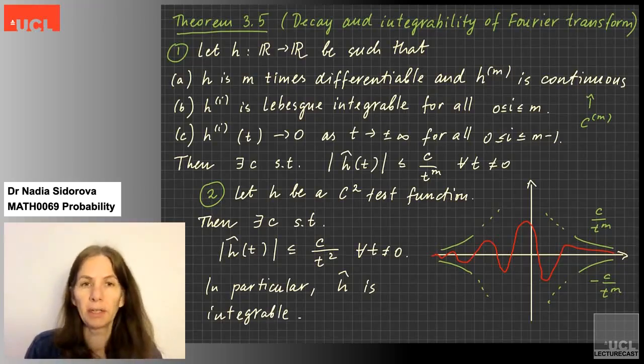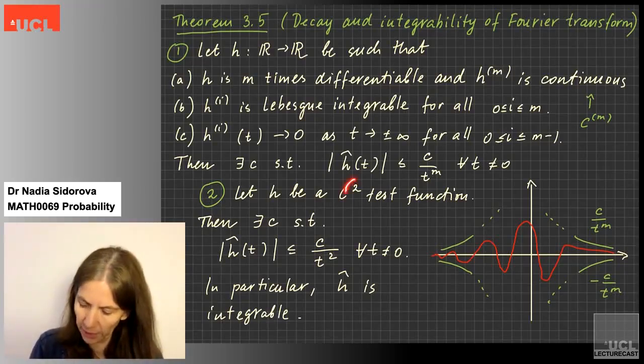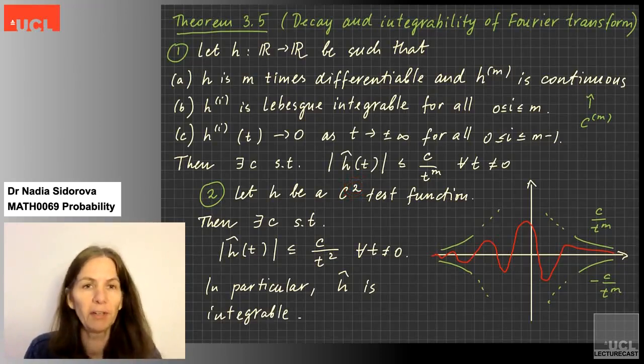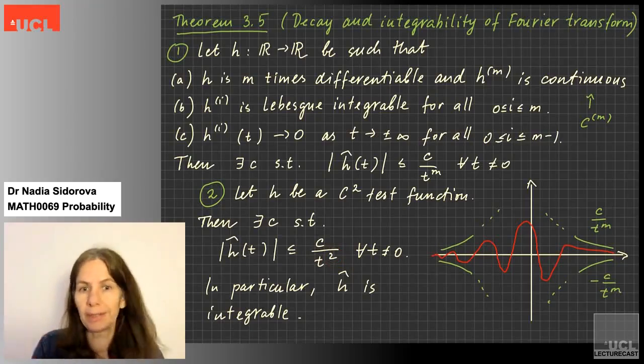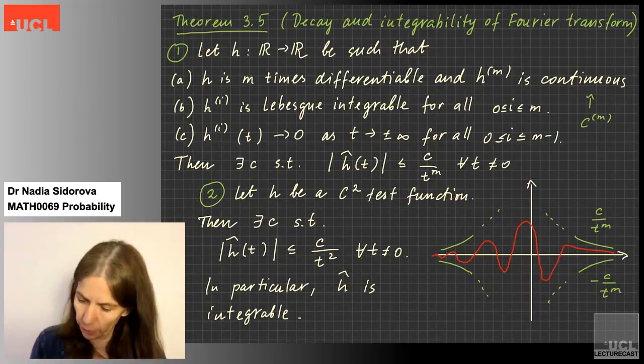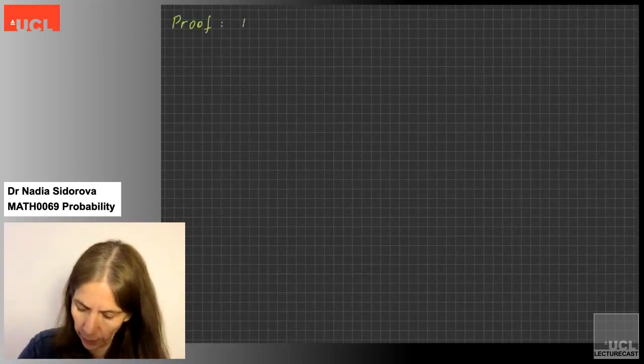So you see here it is very important that our function is twice differentiable. If it was differentiable only once, in our bound we would have t to the power 1, so just t, and 1 over t is not integrable. So we wouldn't be able to prove integrability of the Fourier transform of a function h, which is just differentiable once. Okay, let's agree we don't need to prove the second part, but we do need to prove the first part. So proof of part 1.